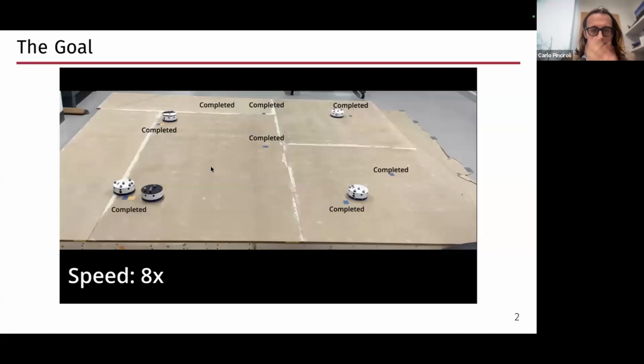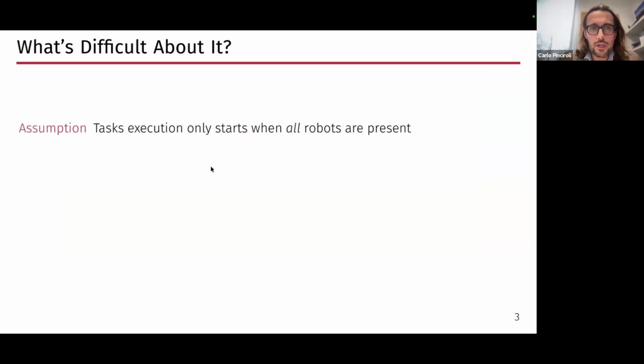Okay, this is the result that we're trying to achieve. This specific thing is done with a centralized algorithm, but later I will present also the decentralized algorithm. So anyway, this is the result we would like to obtain. So what is difficult about this problem? Why do we care at all about this problem?